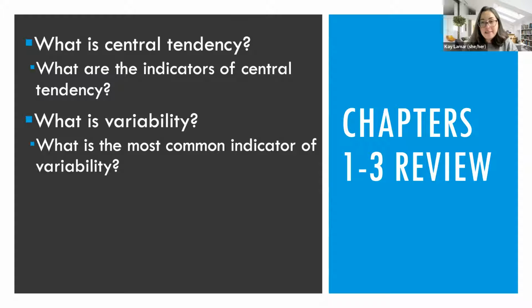Now, there's lots of indicators of variability that we learned about in chapter 3, but the most common indicator, and the one that we're going to work with for the rest of the semester, is standard deviation. Standard deviation, again, just tells us how spread out scores are, but the cool thing about it is that it's in the units of whatever variable we're working with.